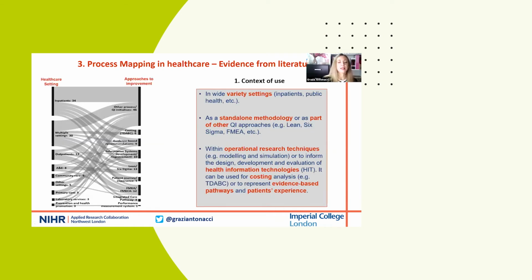So we found that in healthcare, process mapping is used in a variety of settings, so in inpatients, outpatients, primary care, public health. Sometimes it is used as a standalone methodology, and at other times as part of other quality improvement approaches, such as Lean, Six Sigma, failure mode and effect analysis. Process mapping is also used widely within operational research techniques, such as modeling and simulations, or to inform the design, development, and evaluation of health information technologies. It can also be used for costing analysis, for example, using the time-driven activity-based costing technique, or to represent evidence-based pathways as well as patients' experience.